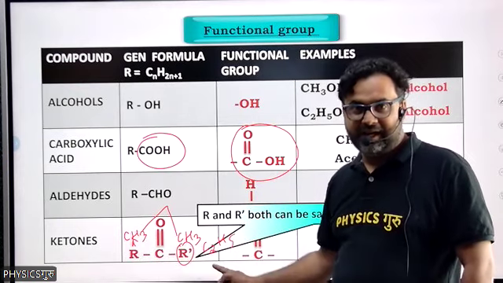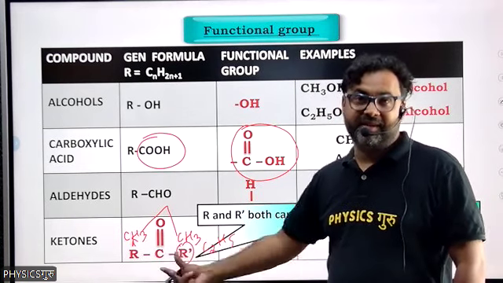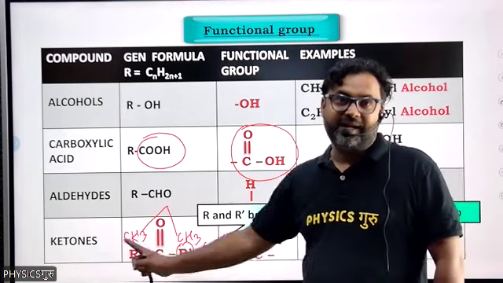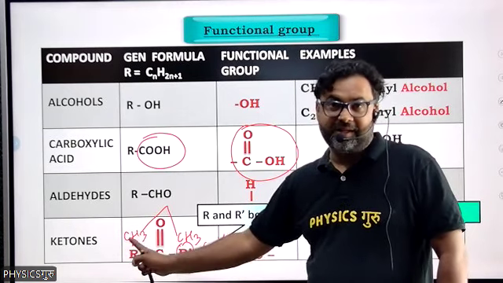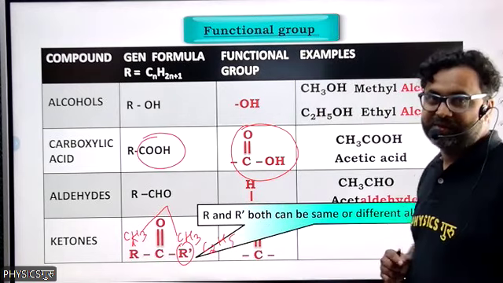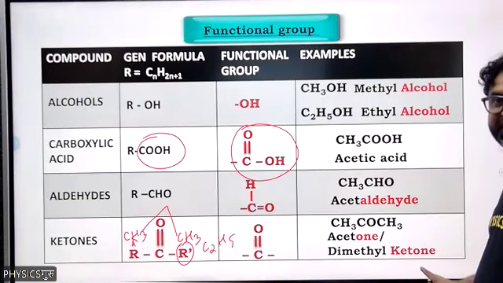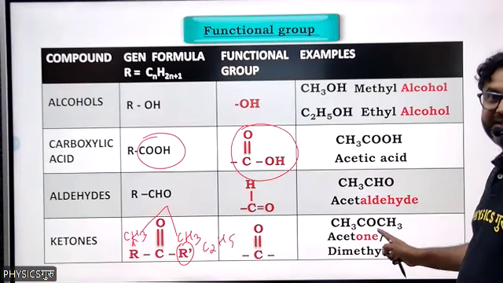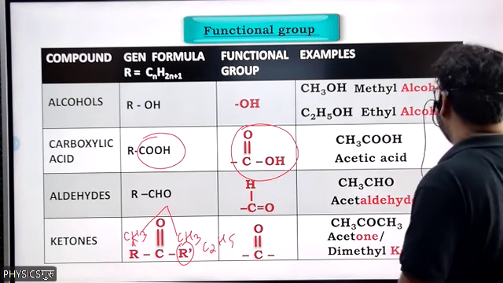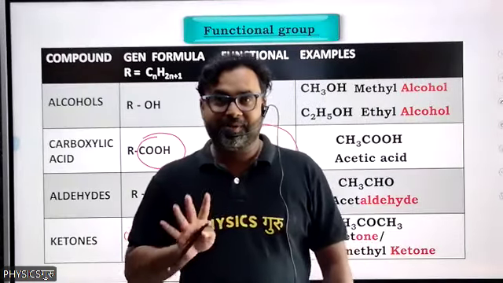So this R can be equal to R', or sometimes it can differ. When R does not match R', the molecular formulas are different, so it is called an unsymmetric ketone. The first one is acetone. It is also called dimethyl ketone, CH3COCH3. It is also called acetone. I hope the functional groups concept is clear.